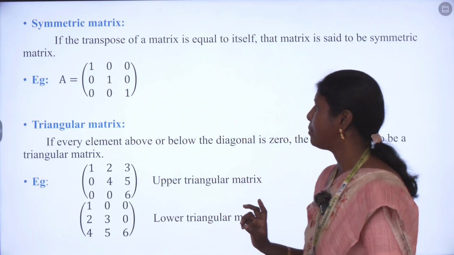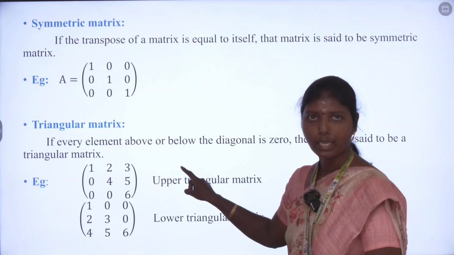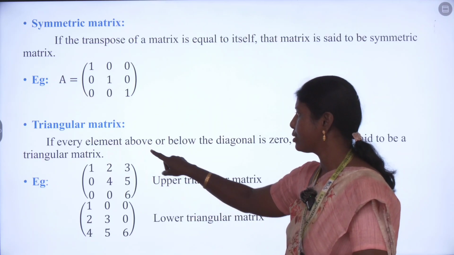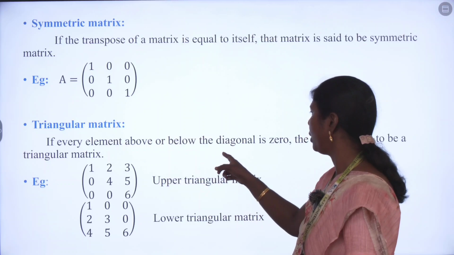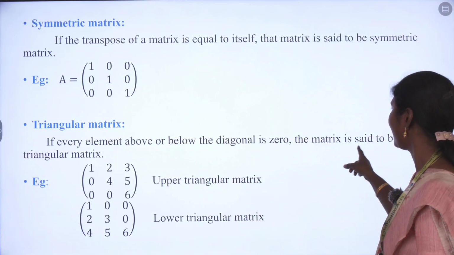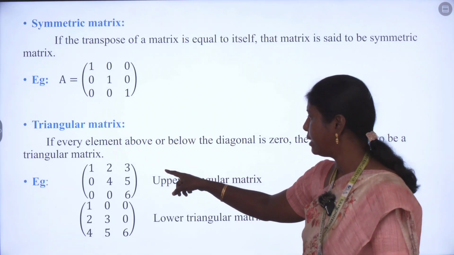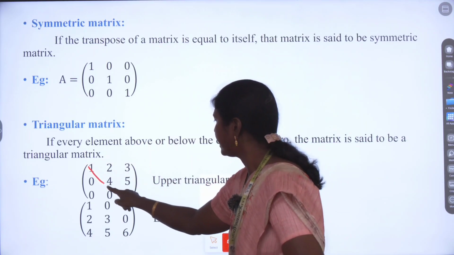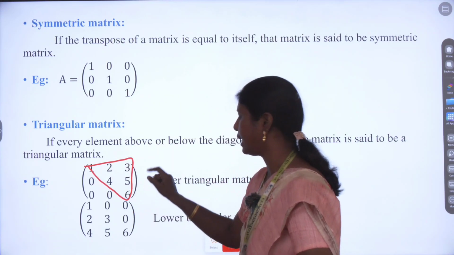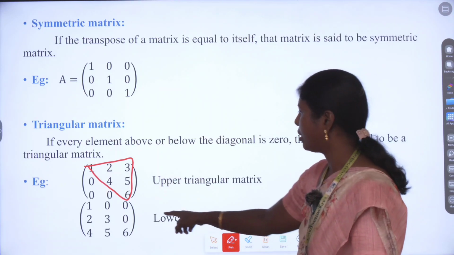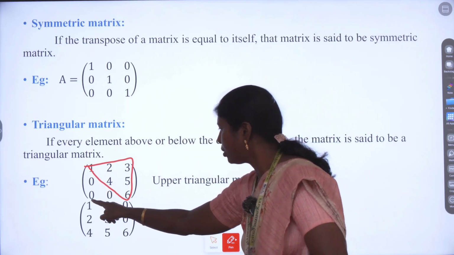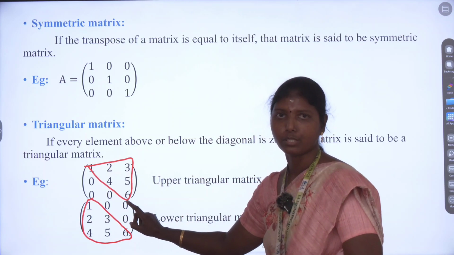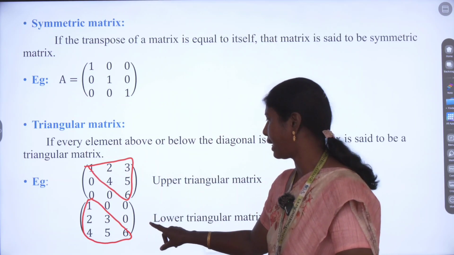So next is the triangular matrix. We have two types of triangular matrices here: upper triangular matrices and lower triangular matrices. Every element above or below the diagonal is 0. The matrix is said to be triangular. So we call this an upper triangular matrix. So next is the lower triangular matrix. We have a 3 by 3 matrix here. The lower diagonal elements alone will exist. The remaining elements will be equal to 0, which is nothing but a lower triangular matrix.